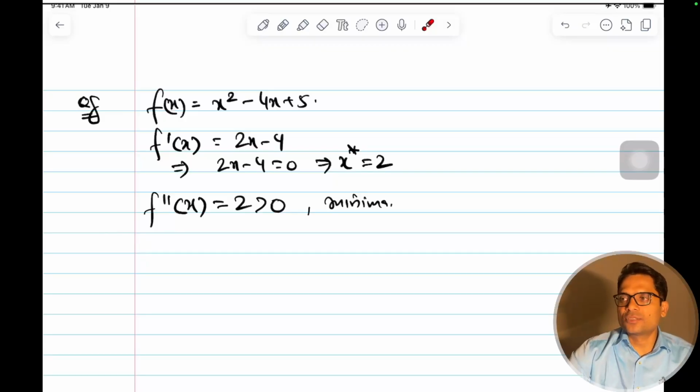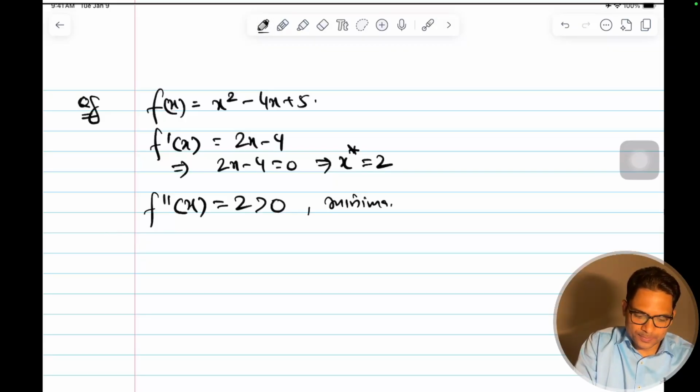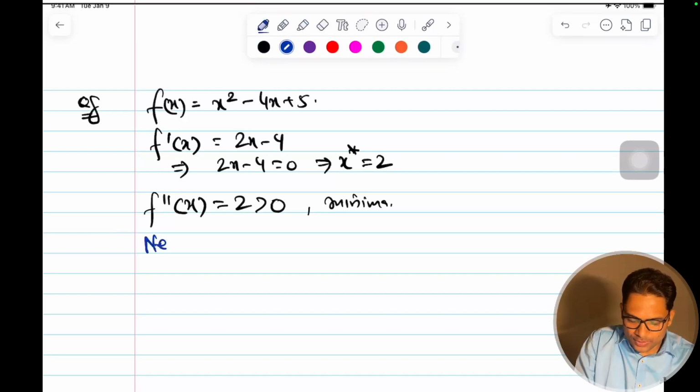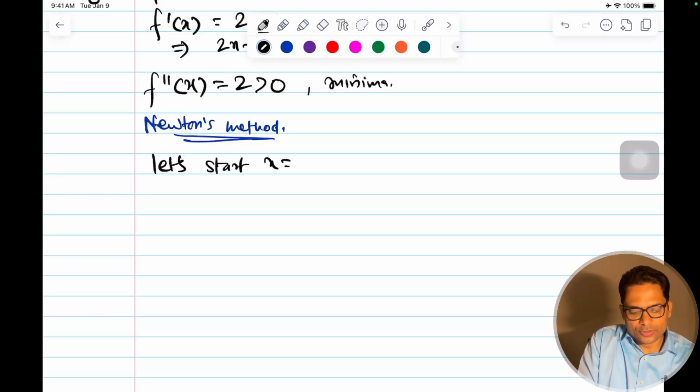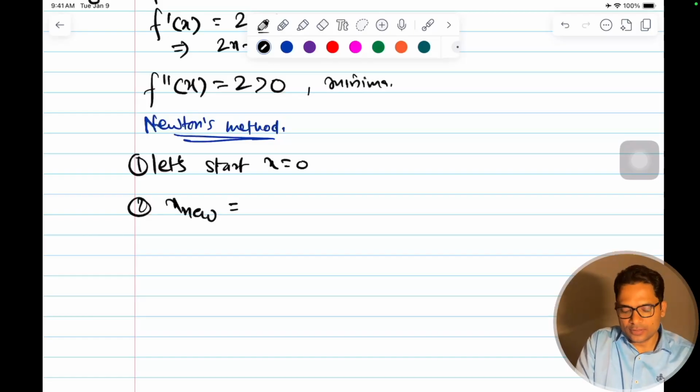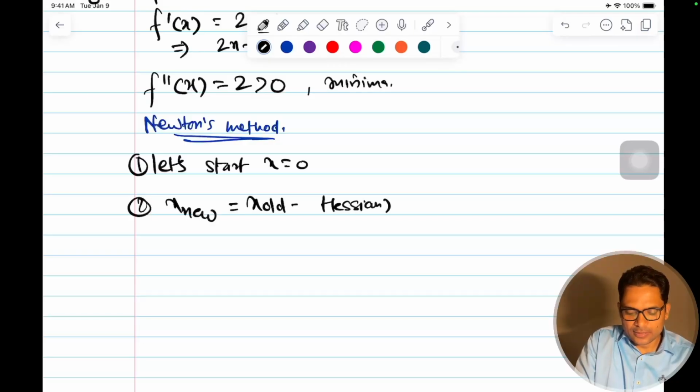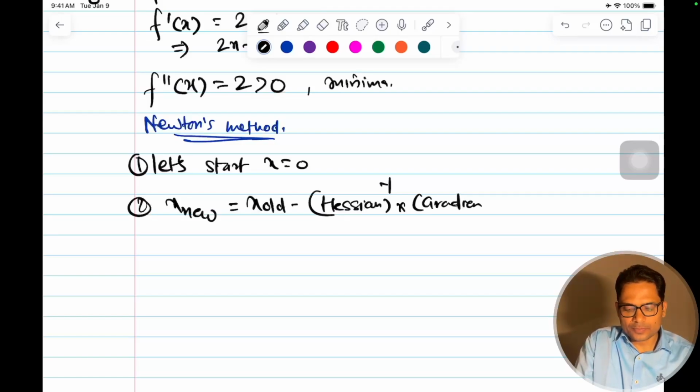So now let's solve the same thing using Newton's method. Now I'll apply the algorithm. So let's start at x equal to 0. And what will be my x new? Equal to x old minus Hessian inverse, I'll write in Hessian terms, into gradient.